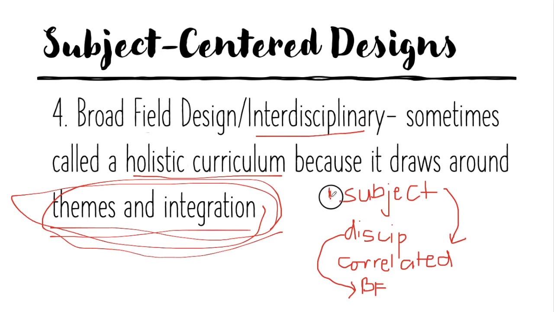When you're only talking about one subject, then that's subject-centered design or subject design. When you link all the related subjects together, then you'd call this correlated. When you're talking about just one discipline, say English only or math only, those majors that we have in college, then you'd call that discipline design. But when you say broad field design or interdisciplinary, then you are working around themes and you are integrating all the different disciplines. So that ends our different types of subject-centered designs.